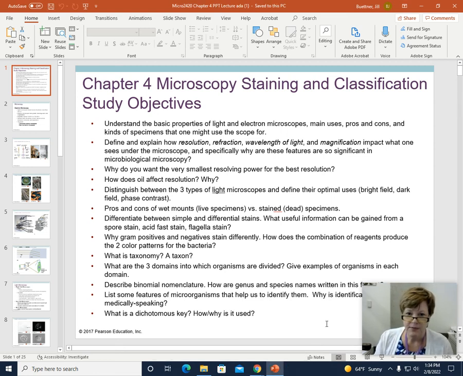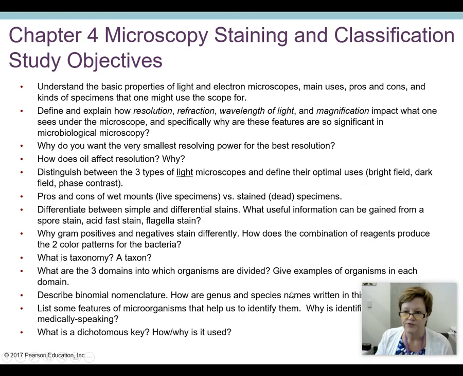Okay, chapter 4 is about microscopy and staining and using that information ultimately for classification. So we're going to discuss different types of microscopy and different staining techniques, mainly because these are tools we use to identify and classify microorganisms. And in terms of medical applications, you would want to be able to correctly and quickly identify a microorganism so that you can come up with an appropriate treatment, for example.